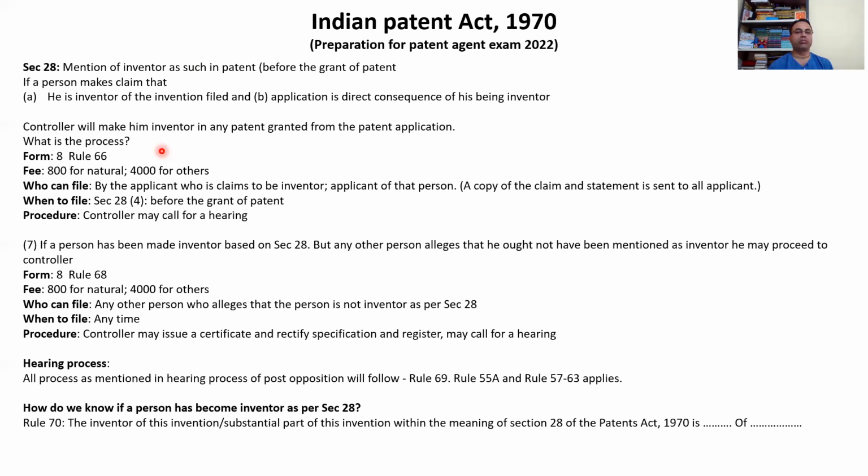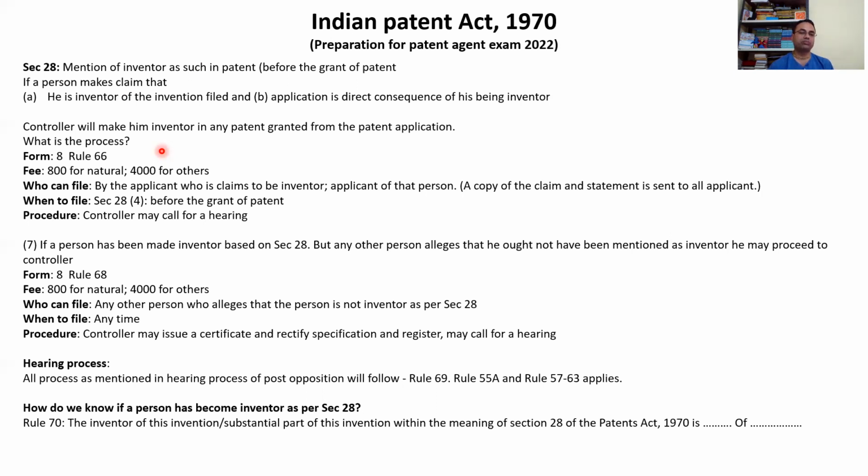And the procedure is that the controller may issue a certificate and rectify the specification and register, and may call for a hearing. The hearing process is the same as in the post-grant opposition process we discussed already. If you remember those, how the committee is constituted, who the members are, the timeline, when to apply and what to do, and how much the fees are, all those things are the same here also. Rules 57 and 66 apply.